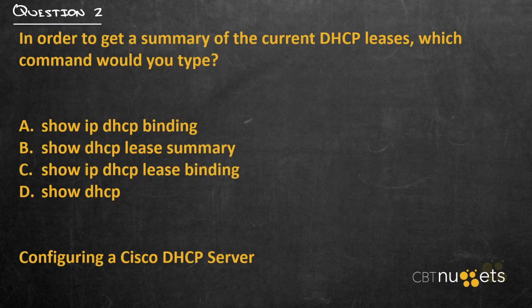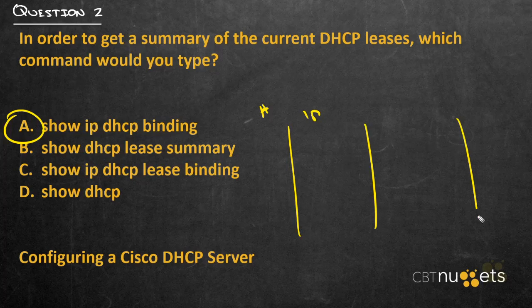All right, question number 2. In order to get a summary of the current DHCP leases, which command would you type? Answer, show IP DHCP binding. Do that from privilege mode, and that's what gives you the list of all the IP addresses to what should be, in my humble opinion, the MAC address of each device.